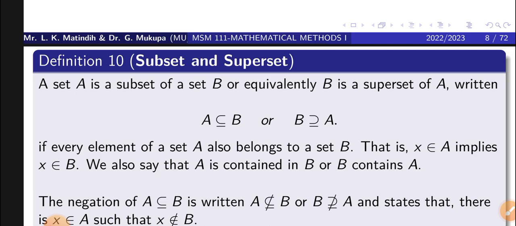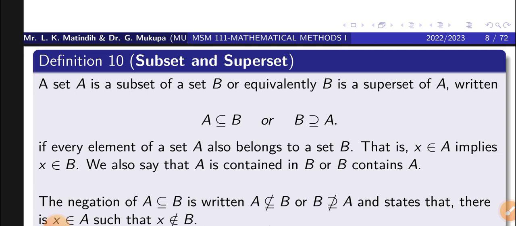Okay, so what is a subset and a superset? A set A is a subset of set B, or equivalently, B is a superset of A, written as A is a subset of B, or B is a superset of A, if every element of set A also belongs to set B.